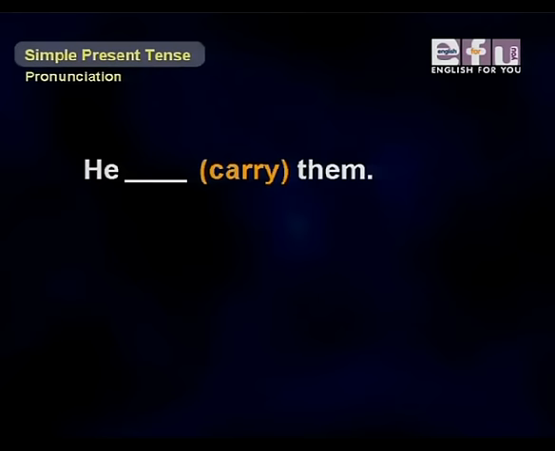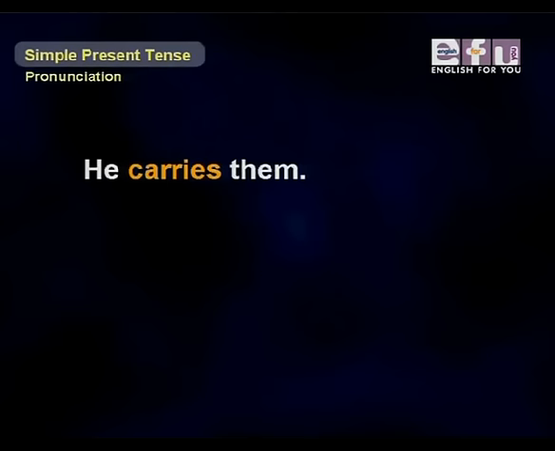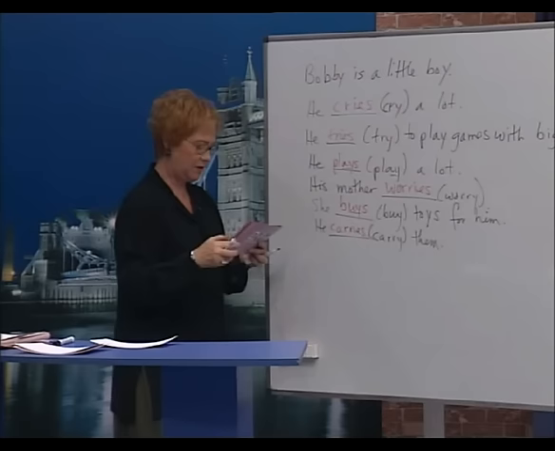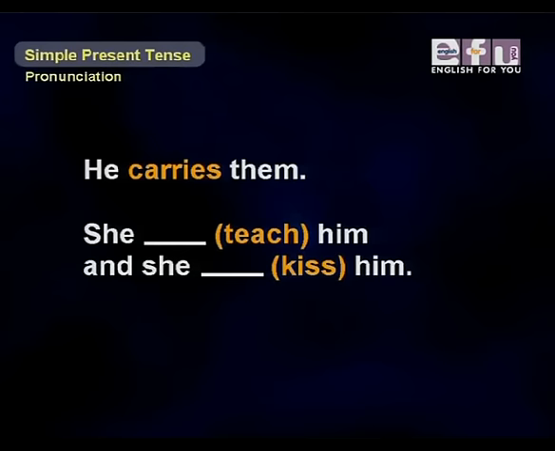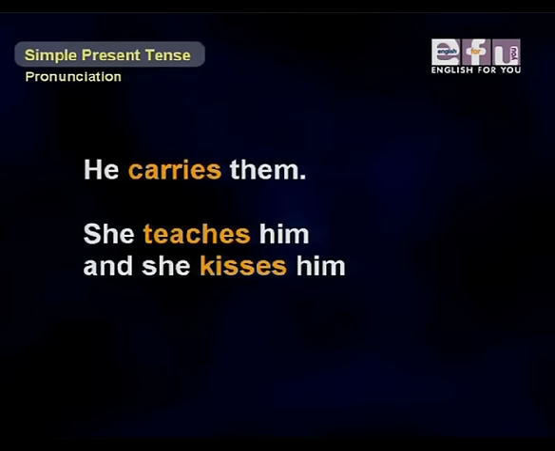He carries them. All right, Ali, this one is for you. He carries them. Okay, now you spell it. C-A-R-R-I-E-S. And why did it change? Why after a consonant, thank you. Okay, now she teaches him. There's two in this one. And she kisses him. All right. Okay. Now, this one is for Isabel. She teaches him and she kisses him. Yes.